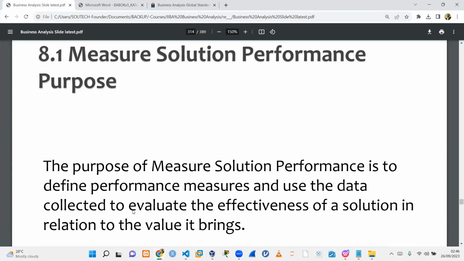So measure solution performance. Why do we want to measure solution performance? We want to collect data to evaluate the effectiveness of a solution in relation to the value it brings. Some solutions are going to bring better value, some are going to bring less value. So here we want to be using some KPIs, some measuring metrics, to see how each solution is performing. So here you call this task measure solution performance.